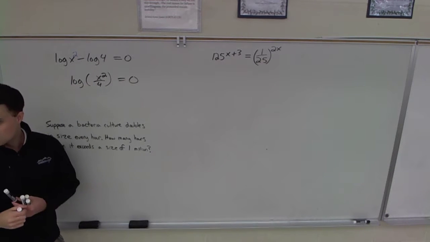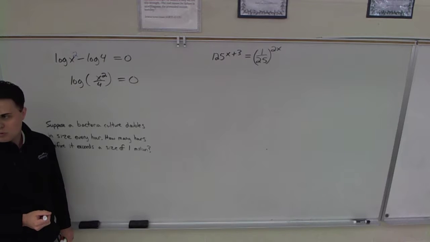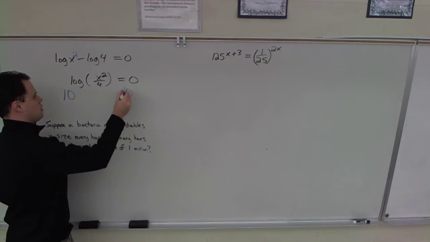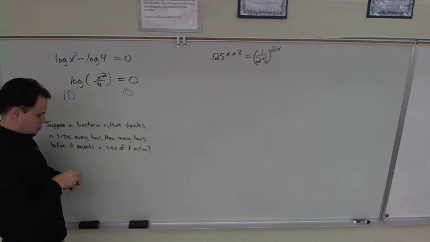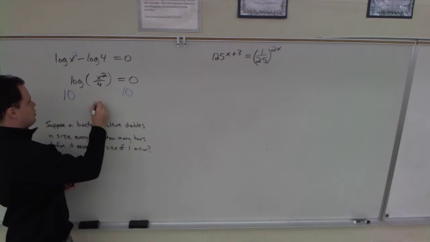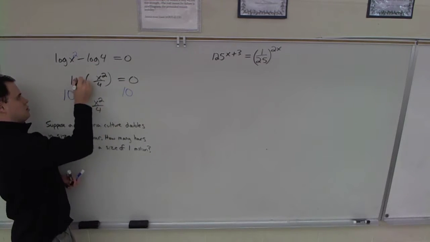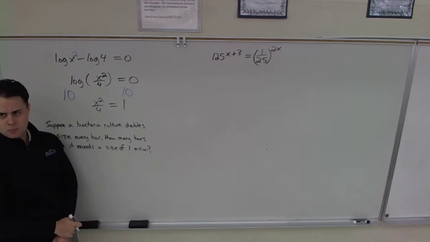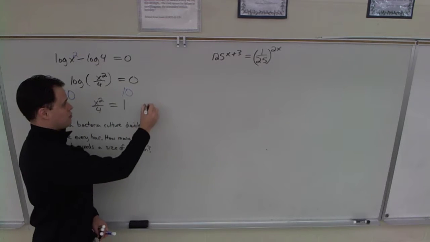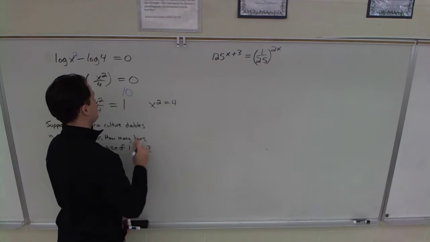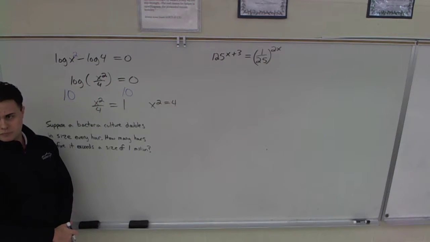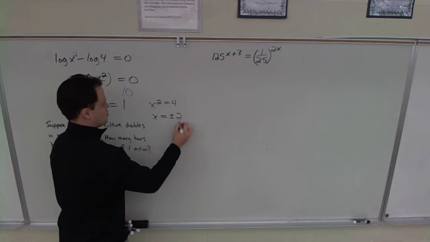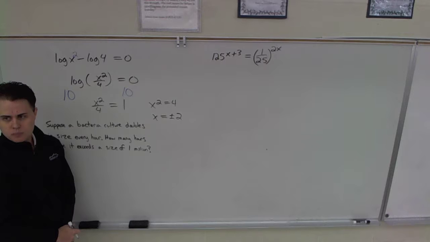And then I do that same strategy to get rid of logarithm base 10. I exponentiate on both sides. So I get x squared over 4, because these cancel out. 10 to the 0 power is, of course, 1. I can multiply by 4, so I get x squared equals 4. And I square root both sides, and I get plus or minus 2.